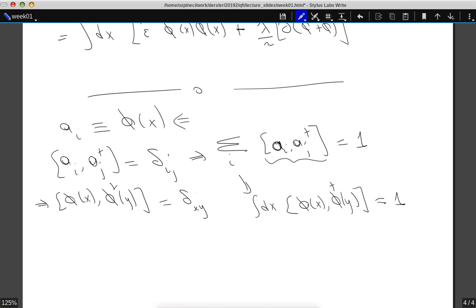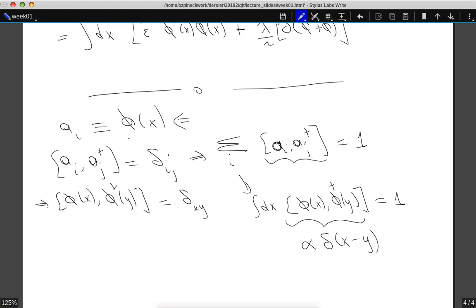This should be 1. But that already tells me that this commutator should actually be proportional to Kronecker delta x minus y. Now, if I make this identification, it just doesn't work.